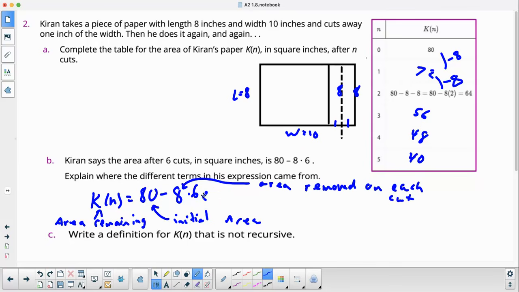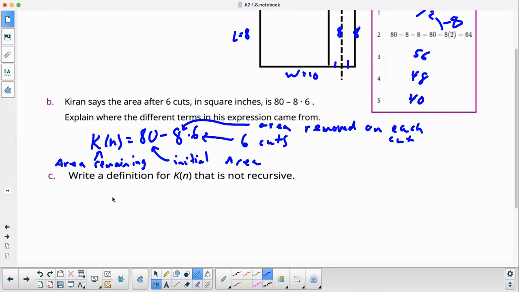And the 6 would be 6 cuts. Okay, write a definition for K of n that's not recursive. So I'm going to use, or I guess this shouldn't have been K of n. This should have been K of 6, technically, because we knew how many cuts we made. So if I wanted K of n, we're just going to use the same formula, but instead of 6 there, it's n.